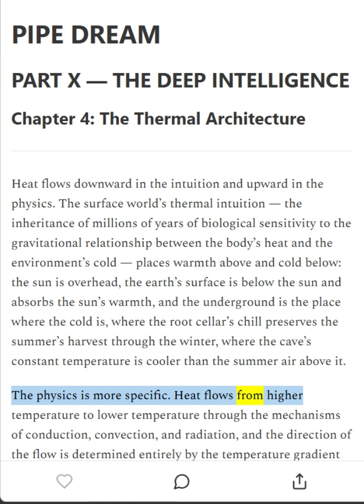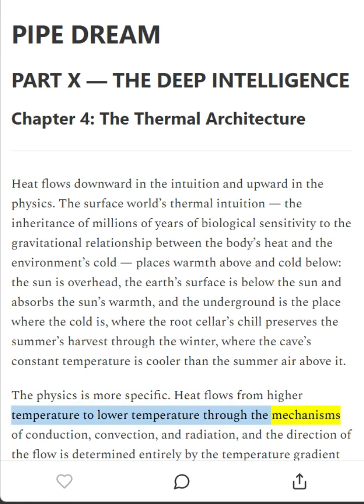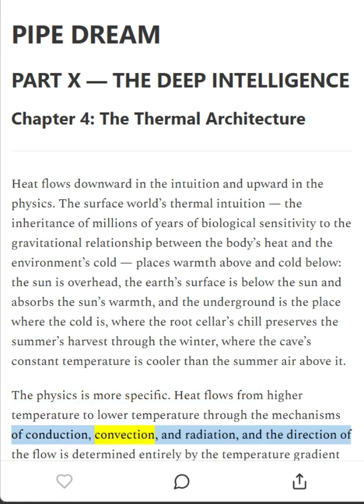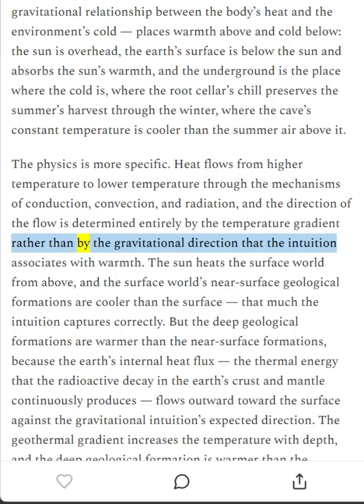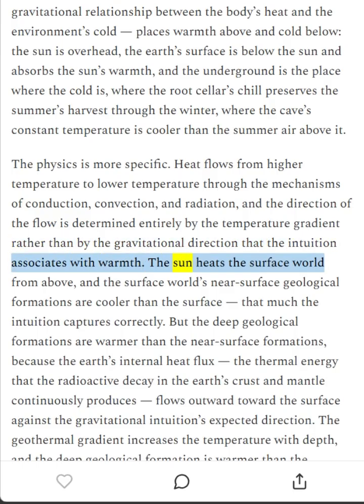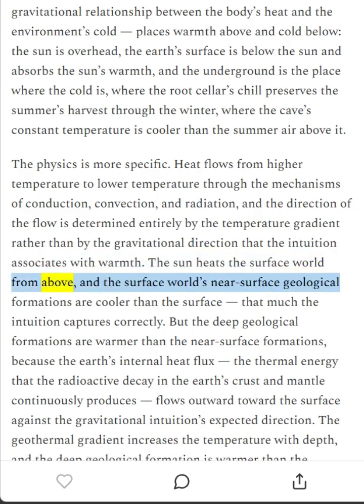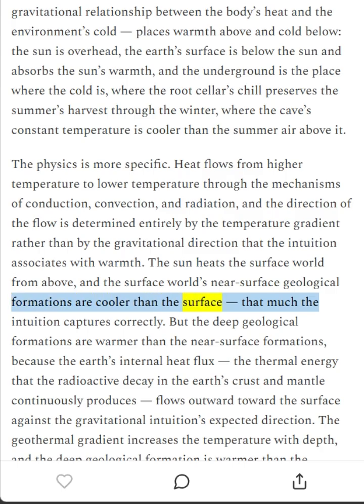Heat flows from higher temperature to lower temperature through the mechanisms of conduction, convection, and radiation, and the direction of the flow is determined entirely by the temperature gradient rather than by the gravitational direction that the intuition associates with warmth. The sun heats the surface world from above, and the surface world's near-surface geological formations are cooler than the surface. That much the intuition captures correctly.